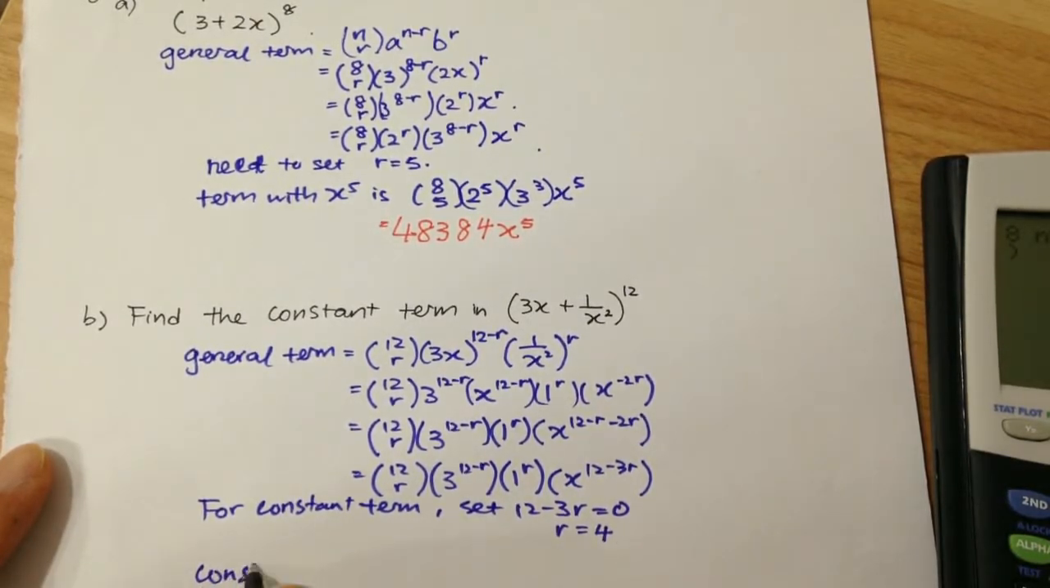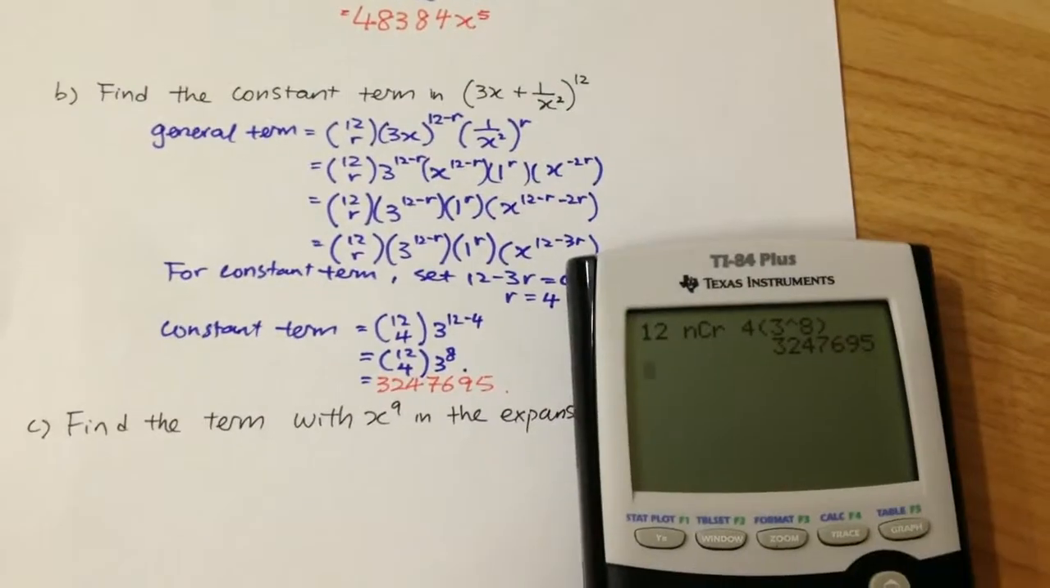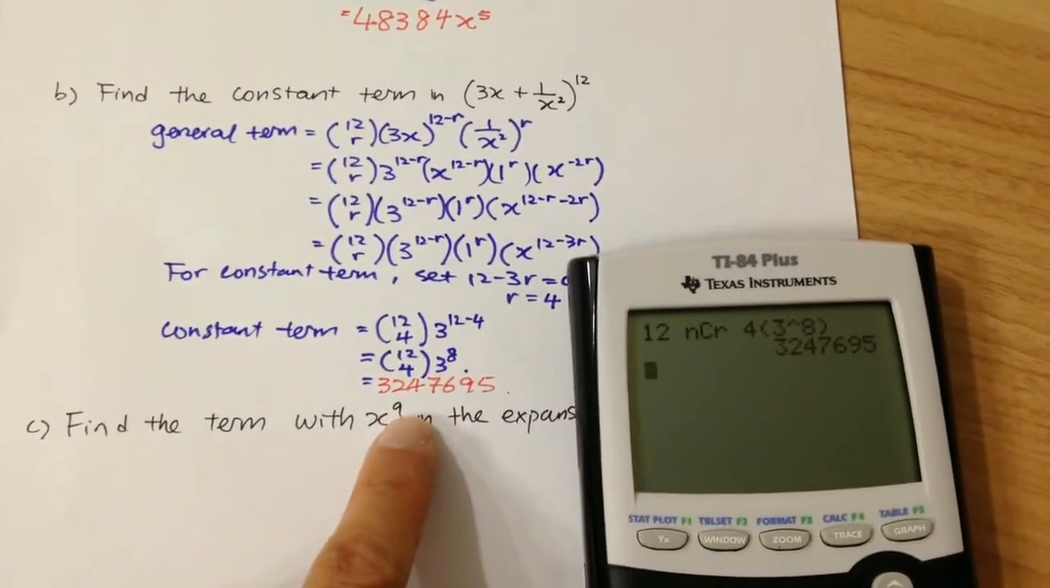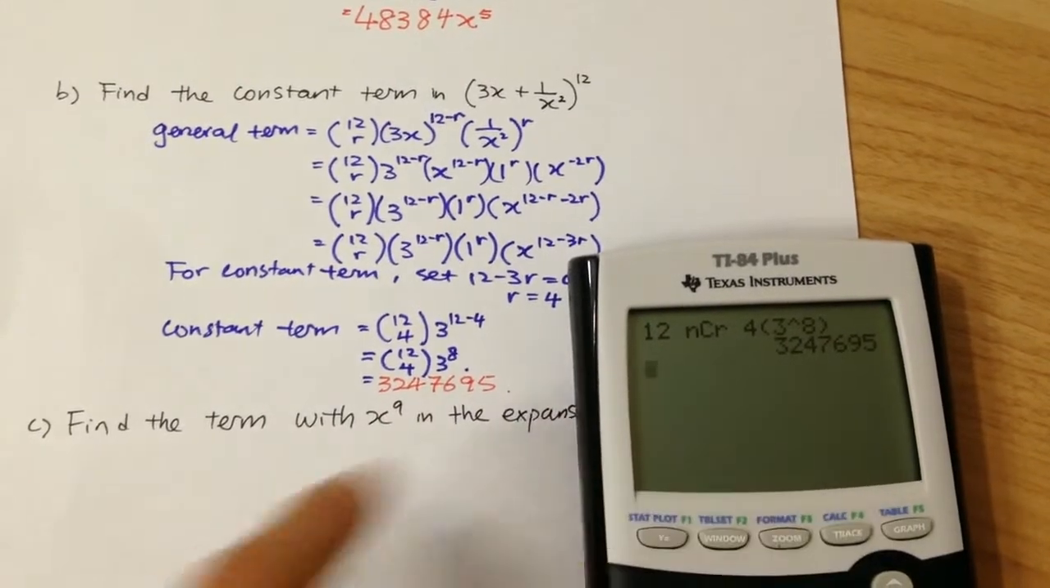Therefore, the constant term is written as 12C4, 3 to the power of 12 minus 4, and then 1 to the power of 4, which is actually 1. So here's the answer by using the calculator.